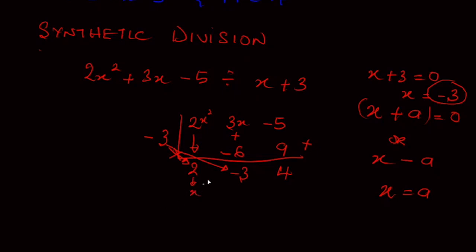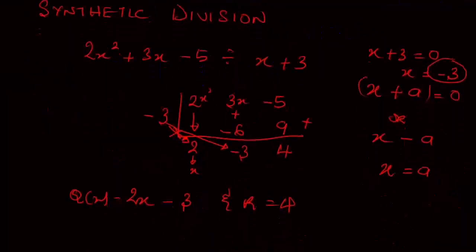So the values under will be having variables of a degree 1 less than the original dividend. We have 2x, which is our quotient, will be 2x minus 3, and we have a remainder of 4. The last number here is the remainder, in this case the remainder of 4, and the quotient is 2x minus 3.